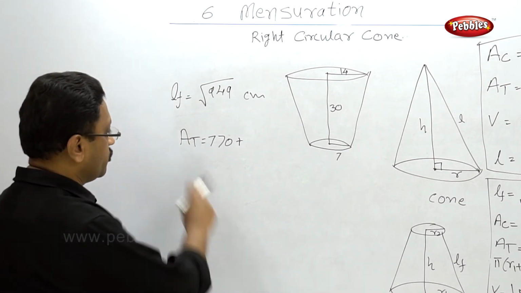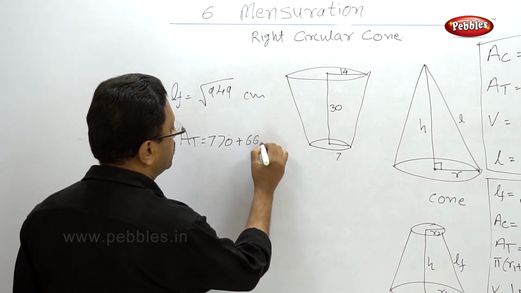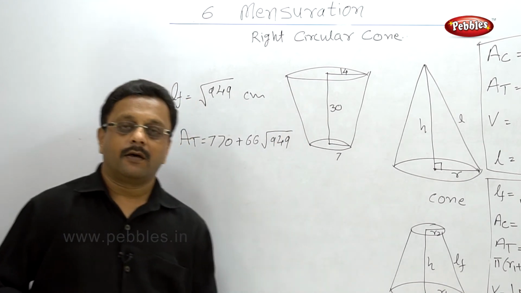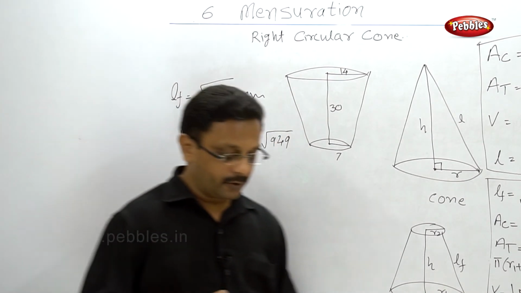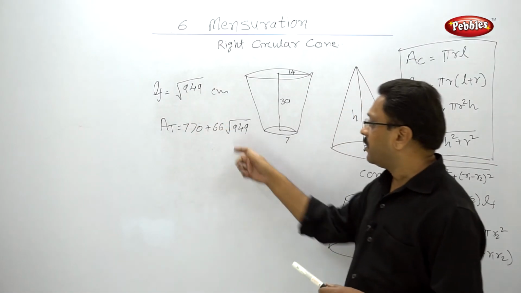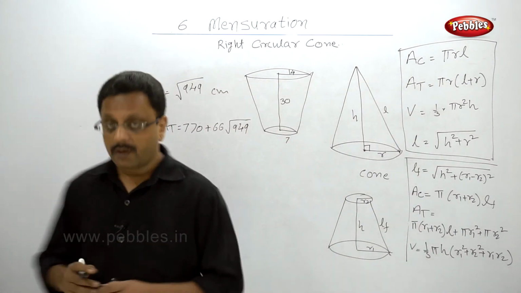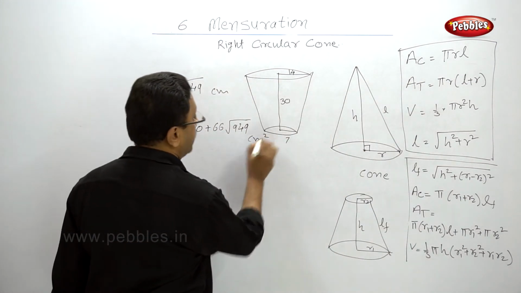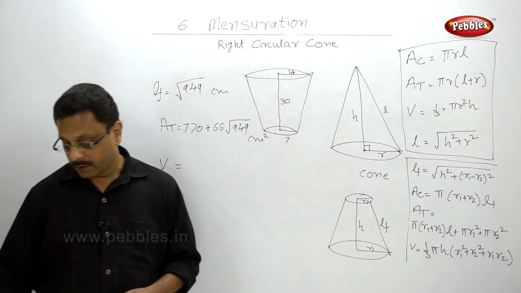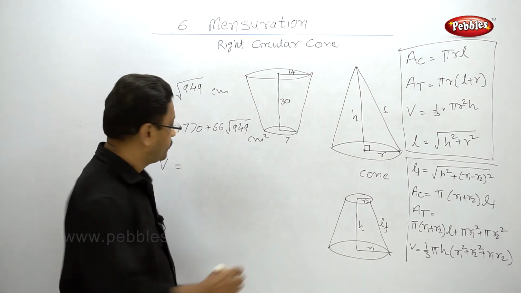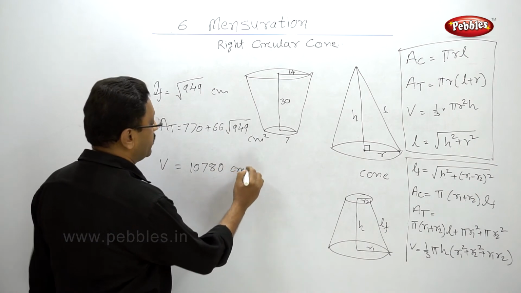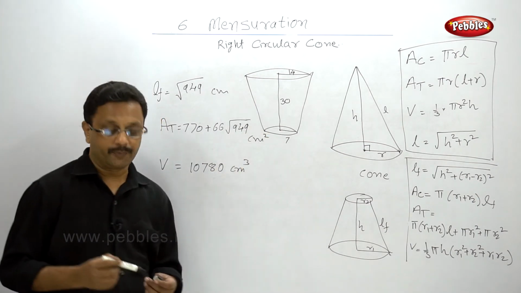The total surface area you might have got is 770 plus 66 into 949. Now, taking the square root of 949 is not very easy. Without a logbook you will not be able to find it. So just keep it like this. Here, don't forget to write the unit, that is centimeter square, and the volume of this bucket is 10,780 centimeter cube. Please check your answers.